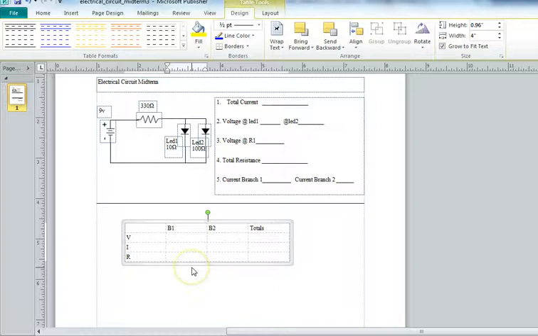Alright, so now all we have to do is populate our table with information. Well, what do we know? We know these values across here for voltage because Kirchhoff says the voltage stays the same in a parallel circuit no matter where you are. So this is going to be 9 volts. That one's going to be 9 volts. And the total voltage is 9 volts.